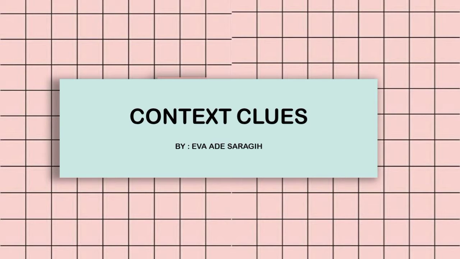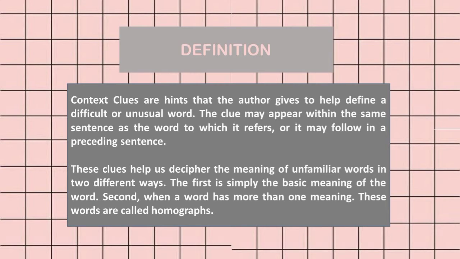In this video, I will explain about context clues. Context clues are hints that the author gives to help define a difficult or unusual word. The clue may appear within the same sentence as the word to which it refers, or it may follow in the preceding sentence. These clues help us decipher the meaning of unfamiliar words in two different ways. The first is simply the basic meaning of the word, and the second, when a word has more than one meaning. These words are called homographs.